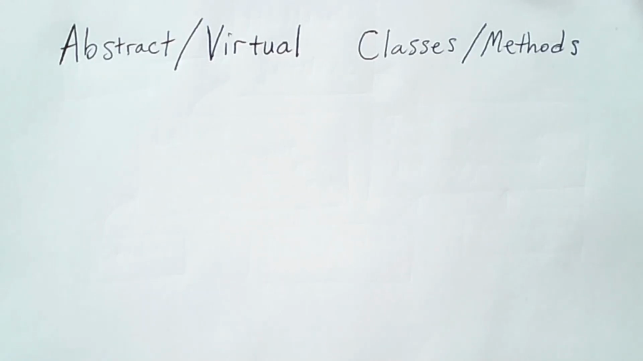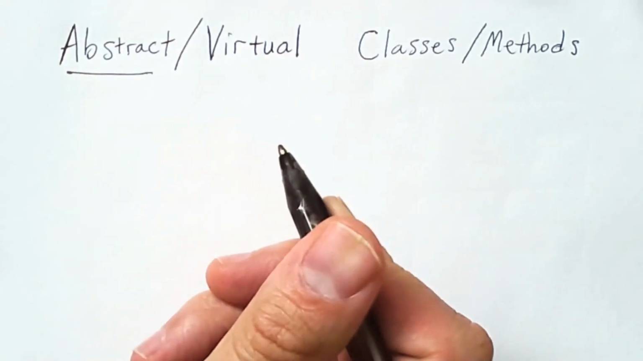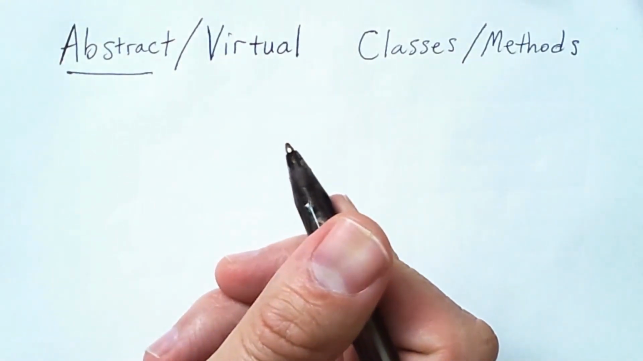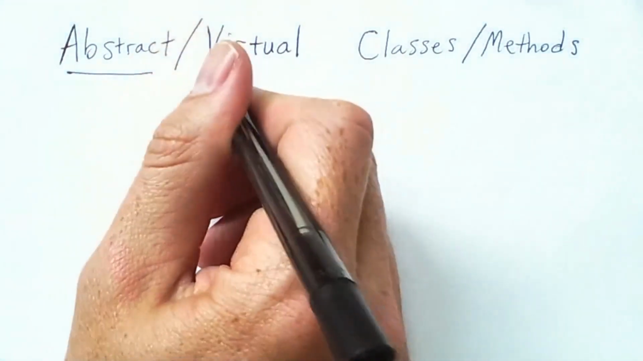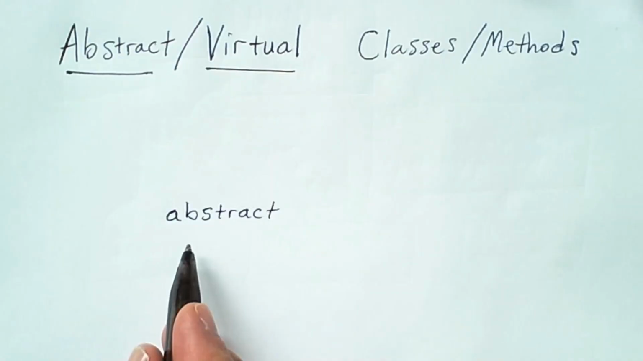This video discusses the concept of abstract classes and methods in Java, which is analogous to the concept of virtual classes and methods in C++. I'll demonstrate the same example in both languages, but for this opening segment I'll focus on the terminology used in Java in order to clarify what abstract classes and methods are.